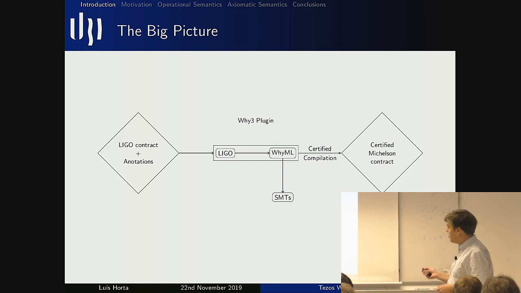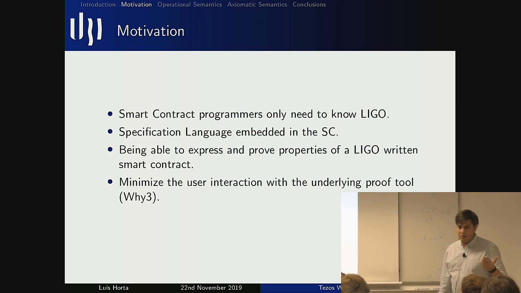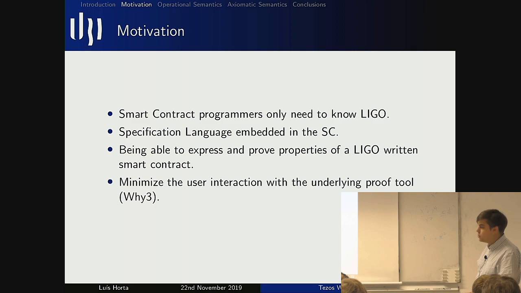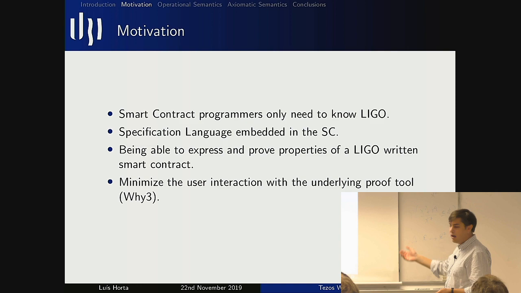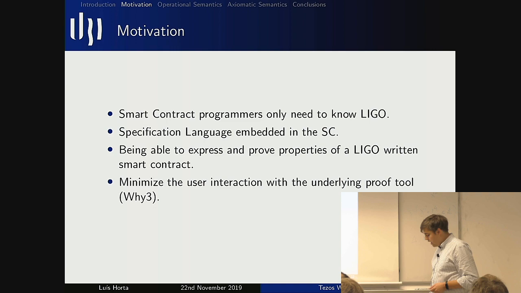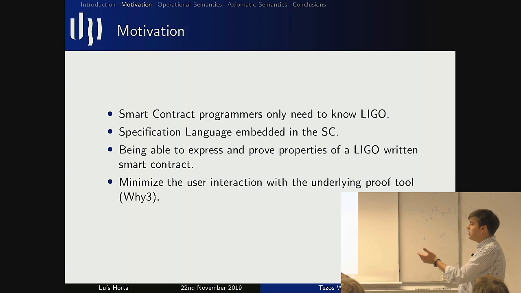What's our motivation behind this? Our motivation is that we would only need programmers to know LIGO and some specification language. And this specification language would be embedded directly in the smart contract. Being able to prove properties of your smart contract written in LIGO is a thing that one can hope for. And another thing, which we try to do, but it's not so easy, is to minimize the user interaction with the underlying proof tool, in this case, Why3.